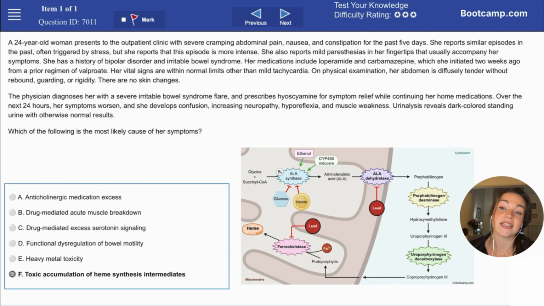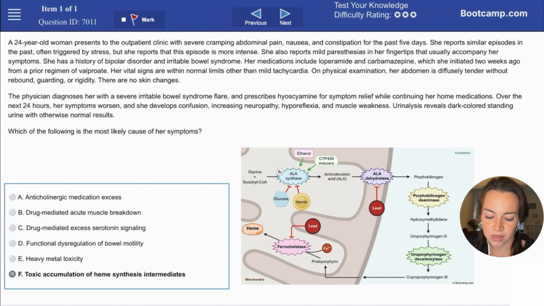And the trigger in this case is carbamazepine, which is a cytochrome P450 inducing drug. And cytochrome P450 inducers increase the activity of ALA synthase, leading to the accumulation of toxic downstream intermediates in the heme synthesis pathway, like ALA and PBG. All right, so let's read through the stem and figure out how we got there.